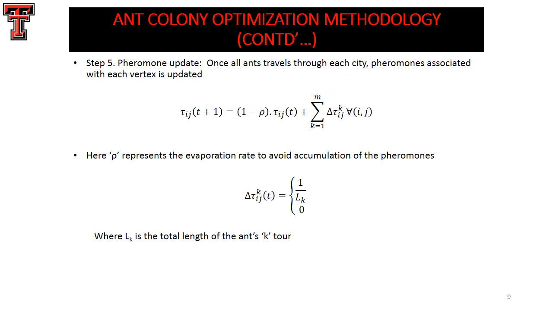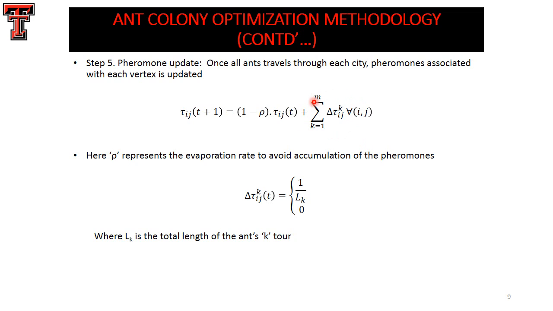Once all ants travel through each of the cities, the next logical step is the pheromone update. Pheromone associated with each edge is updated using the following relation. Here, rho represents the evaporation rate, and it prevents the accumulation of pheromones along a particular path. Delta tau ijk represents the amount of pheromone that needs to be added or subtracted to the path traveled by the ant k. It is calculated based on the following expression. Here, Lk represents the total length of the path traveled by the ant k.